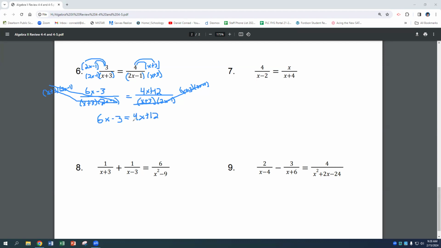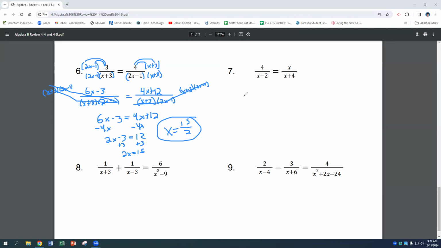So I need to subtract 4x from both sides. Add 3 to both sides. So plus 3, plus 3. I get 2x equals 15. And when I divide both sides by 2, I get 15 over 2, which is 7.5. Okay, 7.5.